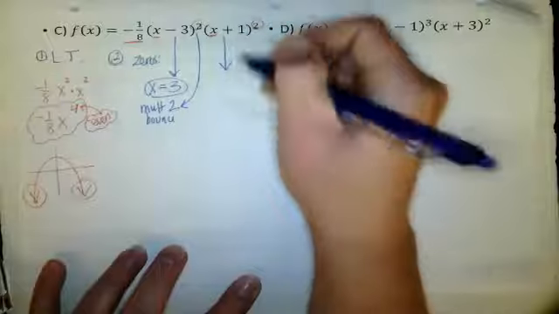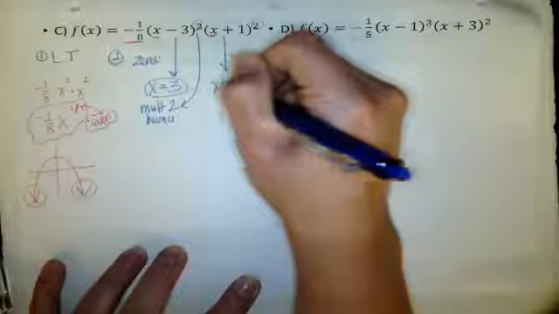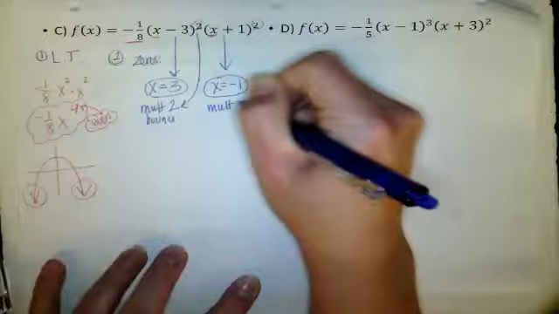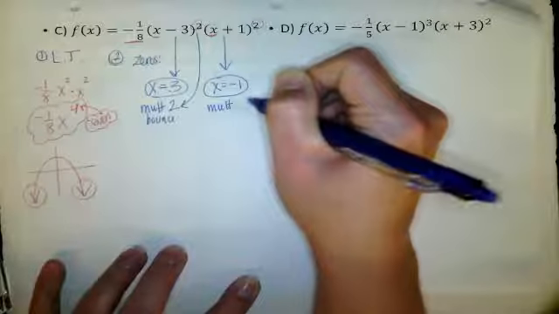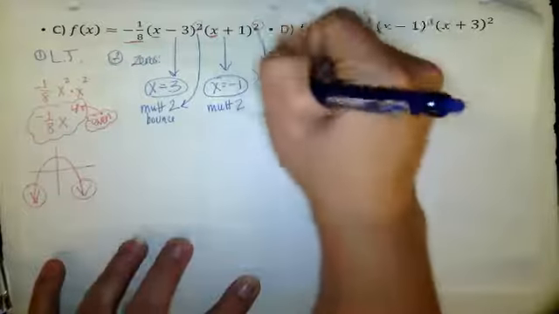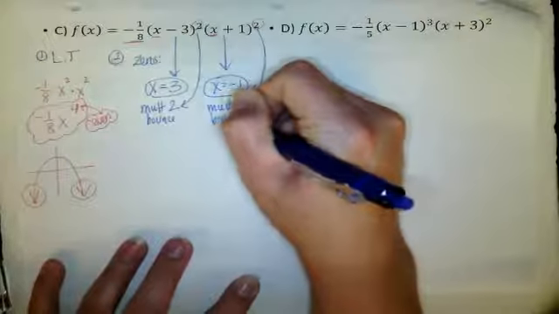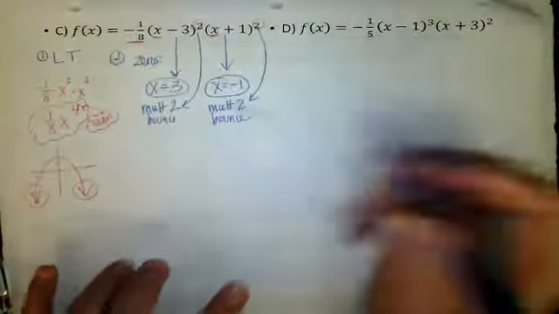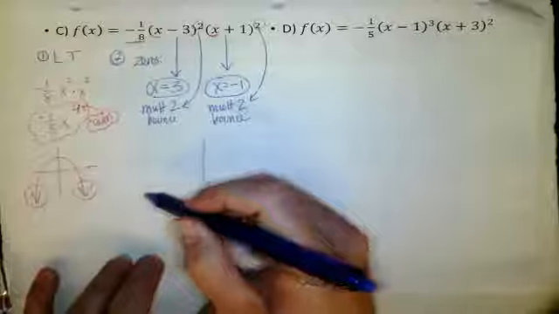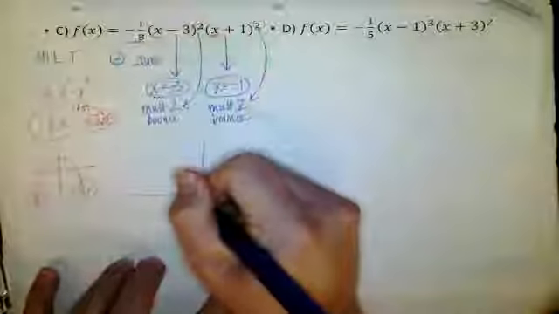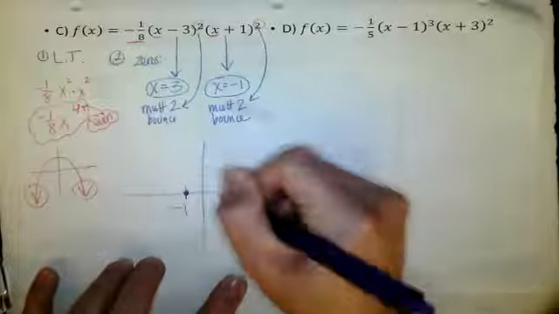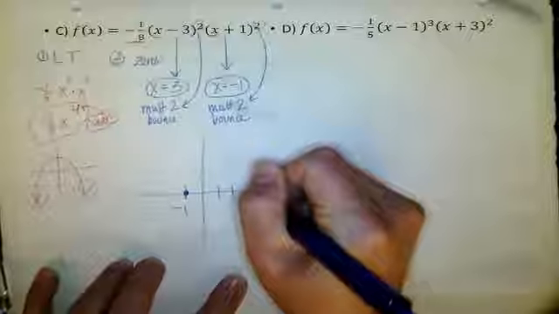From the x plus 1 bubble, what's the 0? X equals -1. And what's the multiplicity? 2. And what does multiplicity 2 mean? Bounce. All right, so we have -1 and 1, 2, 3.